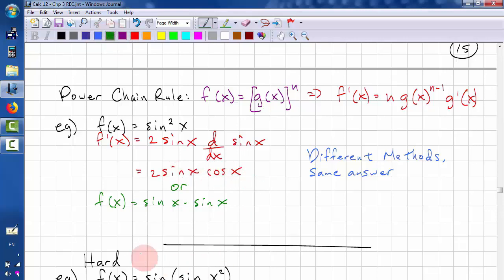And just so that you can recall what we did last time, we did the product rule. This is sine x cos x plus cos x sine x. And we have 2 sine x cos x. Product rule.